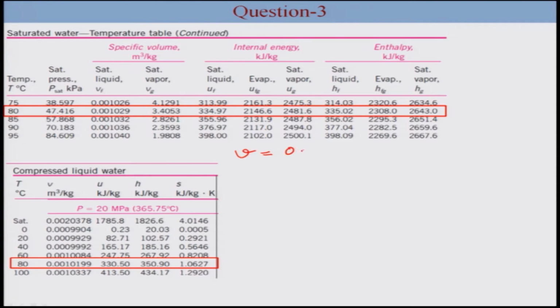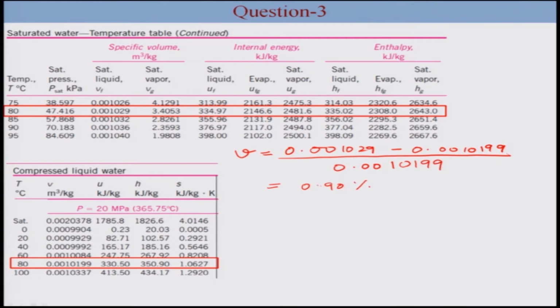So it is 0.001029. So this is the value from the saturated water table, and this is from the compressed liquid. Dividing it by the value from the compressed liquid, this gives a value of 0.90. So the error is 0.90% in the specific volume.